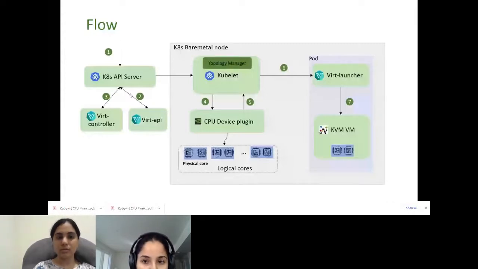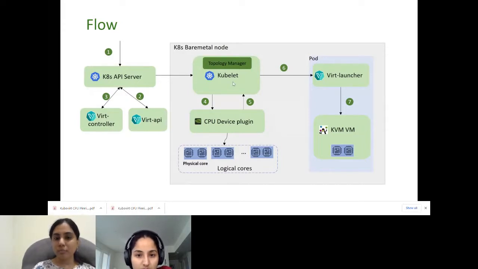Virt controller will then translate the VMI spec into a pod spec. What it's essentially doing is converting the Boolean that you set in the VMI spec, custom CPU placement true, into the corresponding extended resources that are exposed by the device plugin. That would be added as requests and limits to your virt-launcher pod spec. Once that's done, the scheduler picks a node where this virt-launcher pod could run, and it's scheduled.